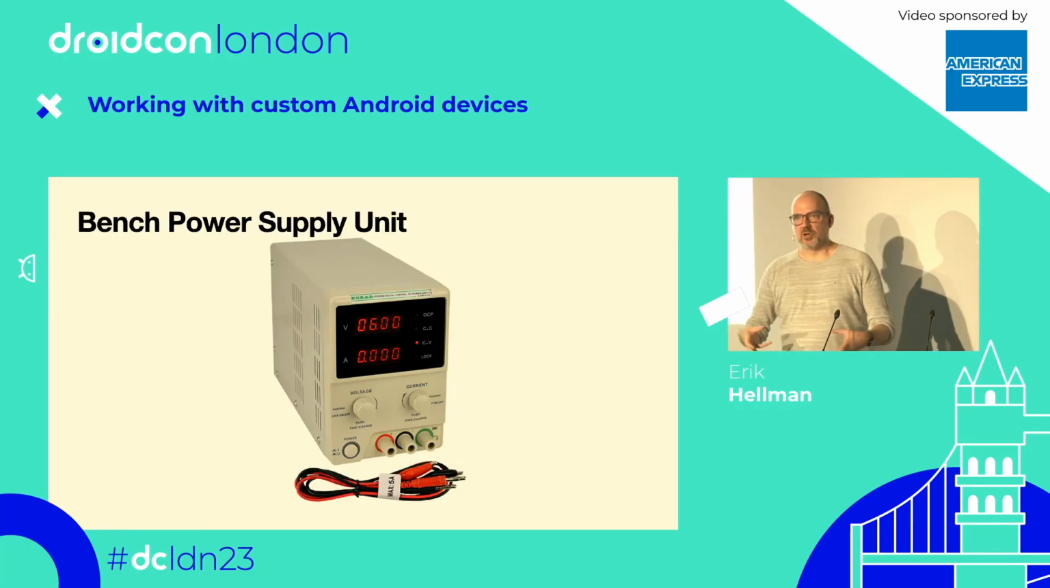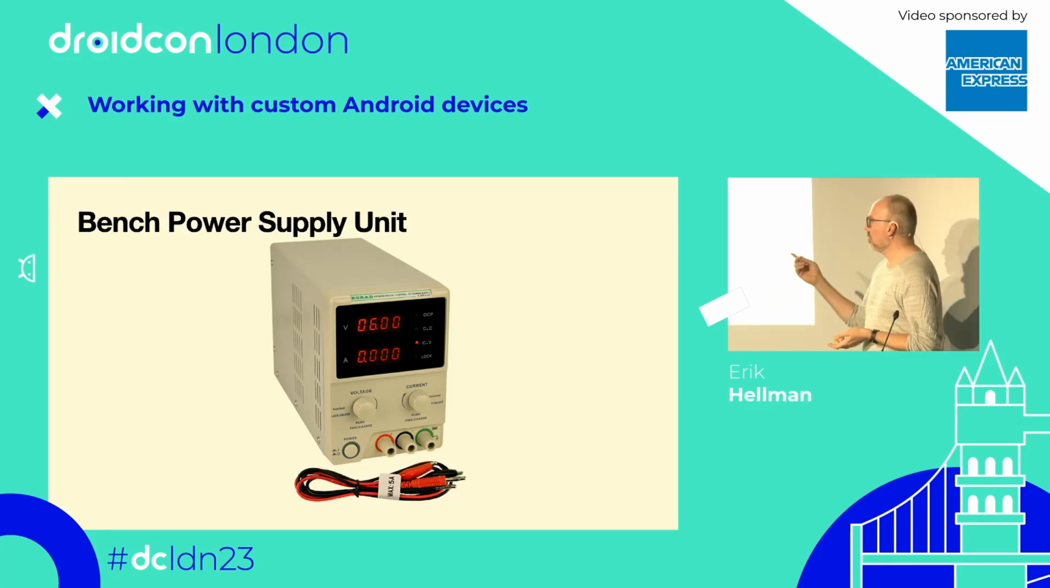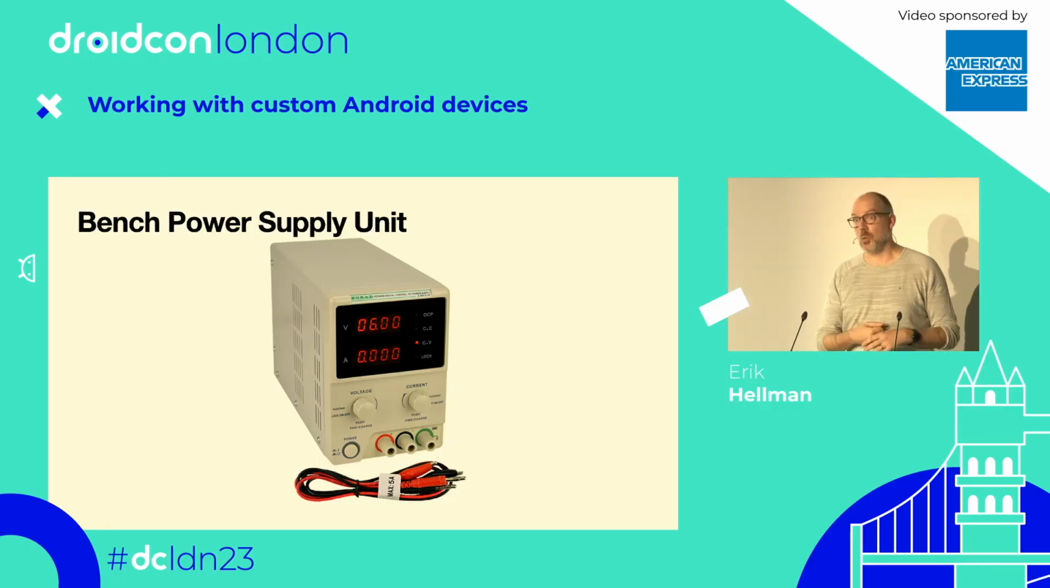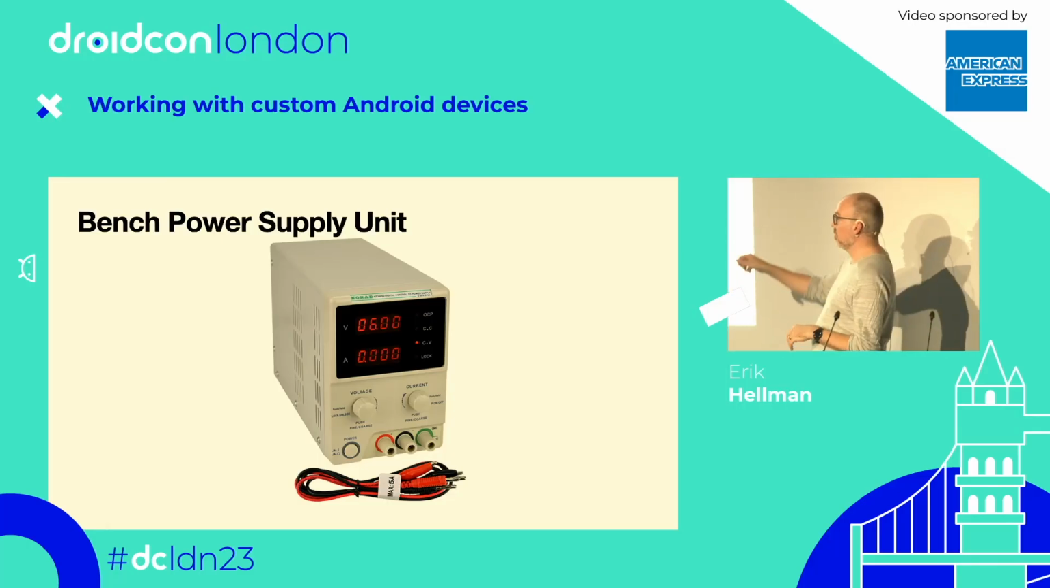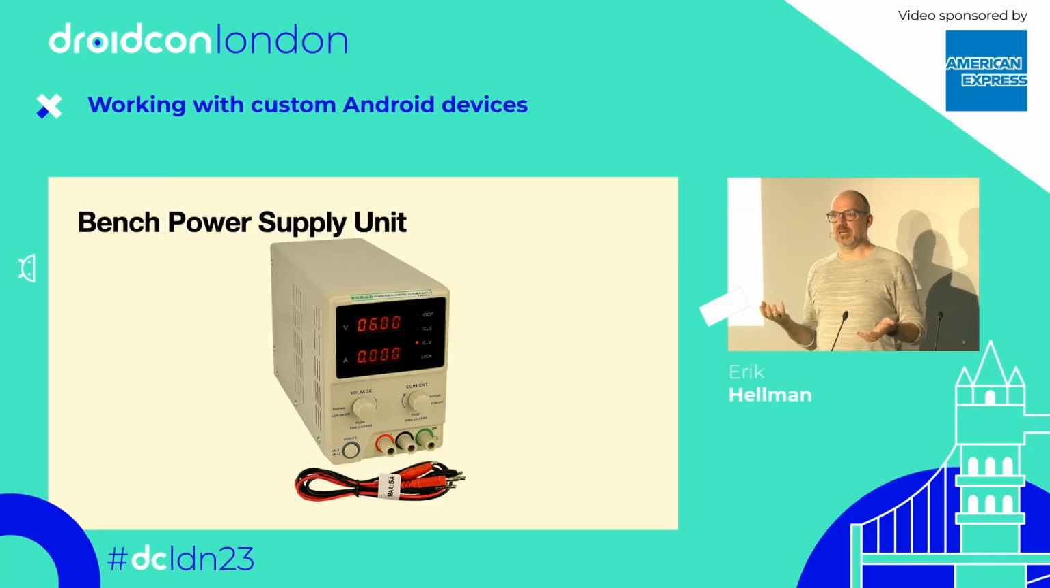So the developer board comes with a power unit, like a charger for it. It doesn't have a battery, so you plug it into the wall. That works fine, usually. But I do recommend, if you're going to work a lot with these things, that you get a bench power supply unit. Why? Well, first of all, you want to be able to see how much power the device is using right now. That's one thing, how much is it using?